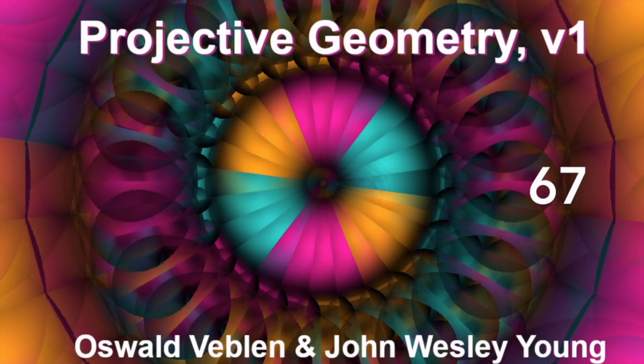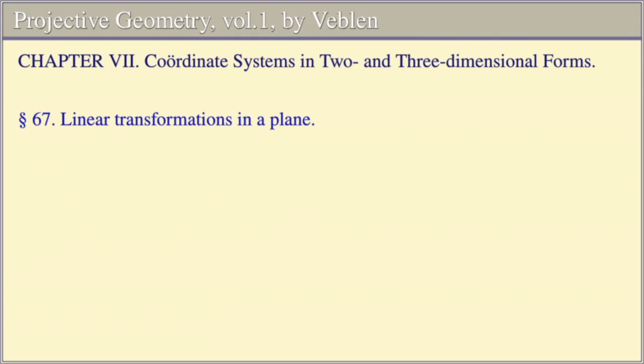Projective Geometry, Volume 1, by Oswald Veblen and John Wesley Young. Chapter 7, Coordinate Systems in 2- and 3-Dimensional Forms. Section 67, Linear Transformations in a Plane.